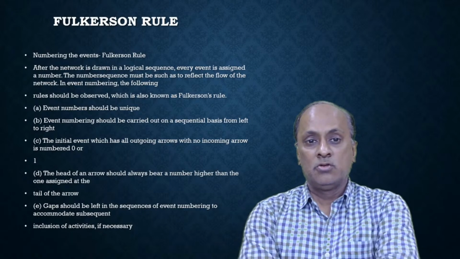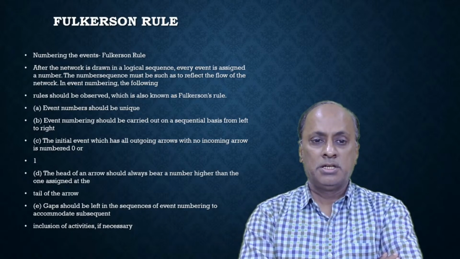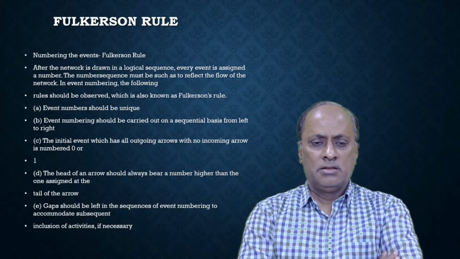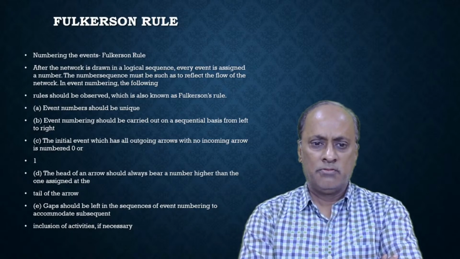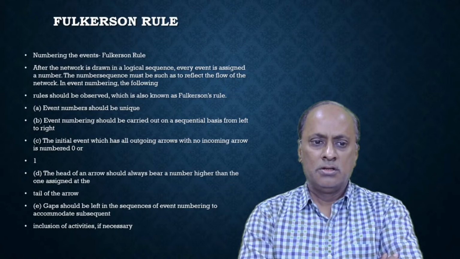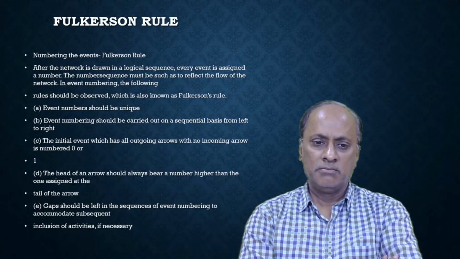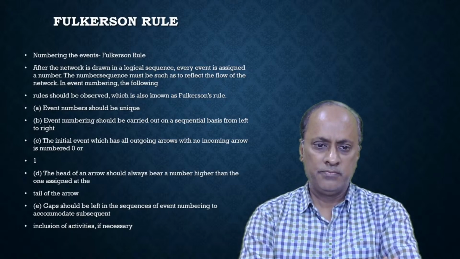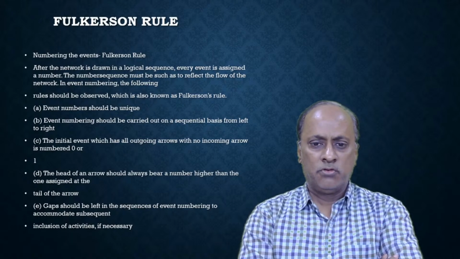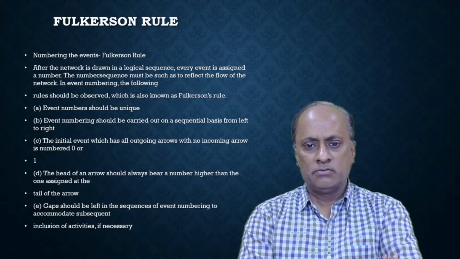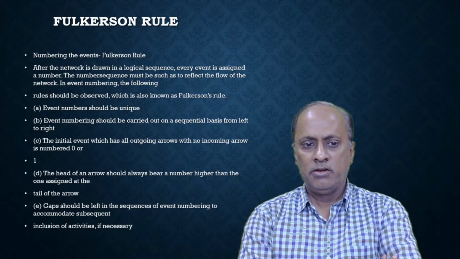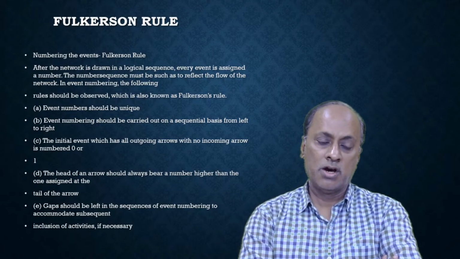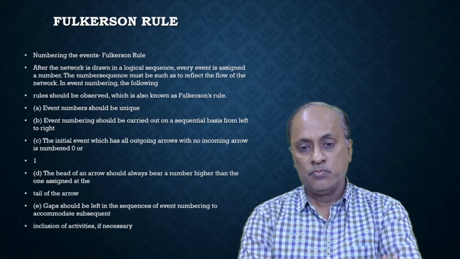Then Fulkerson's rule says how to number the events. First, he says that events must be unique in nature. What do you mean by unique? If there are four events, then the four events should get different numbers. The numbers should not be identical for all four events. If there are four events, they are numbered 1, 2, 3, 4. The event which is carried out first should be given the lesser number, 1. Second one, 2, 3, 4.